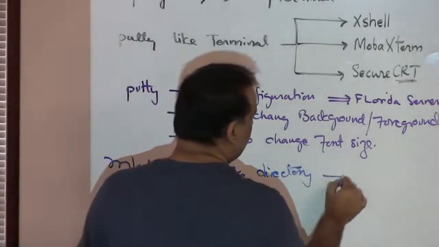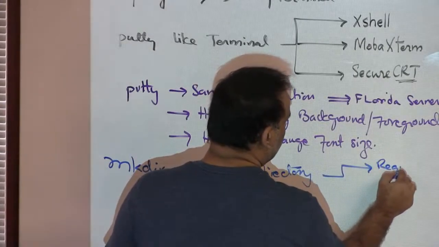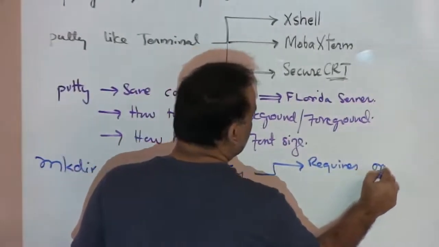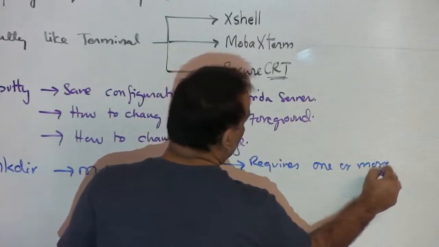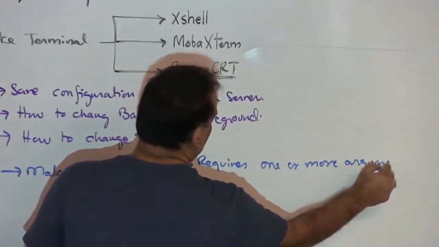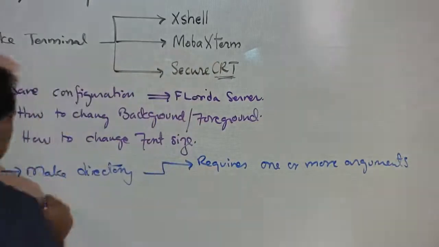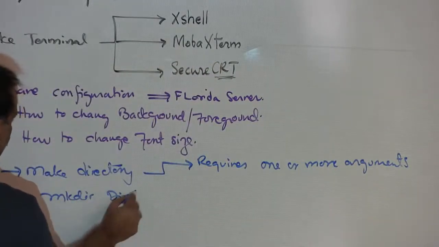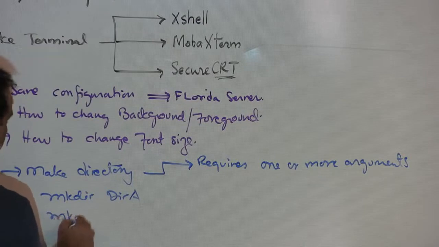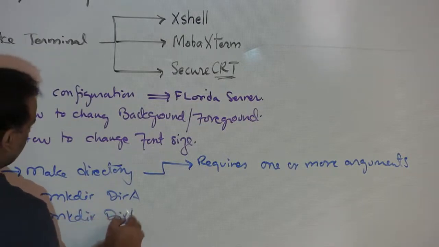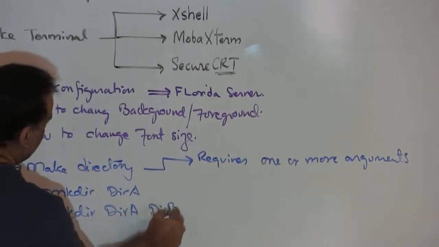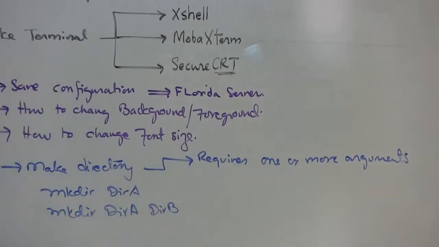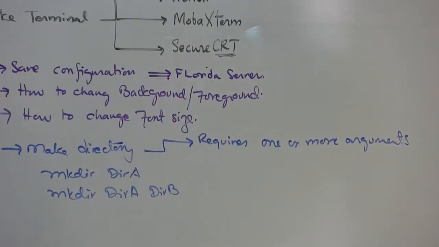Can I say make directory requires one or more arguments, right? For example, can I say mkdir dirA, or I can say mkdir dirA and then dirB, right? What else can you say?